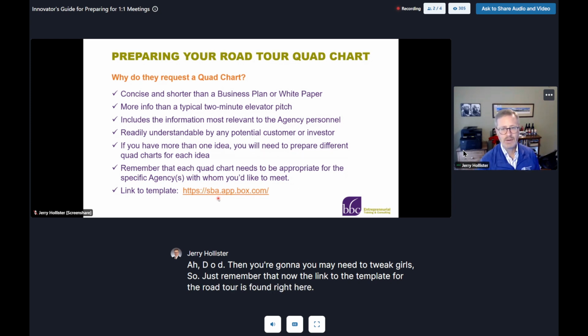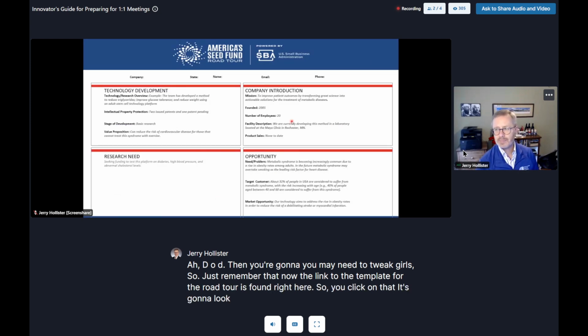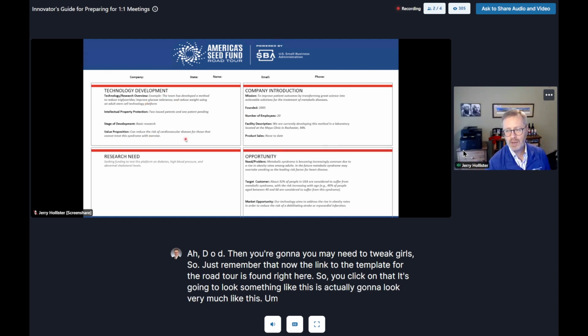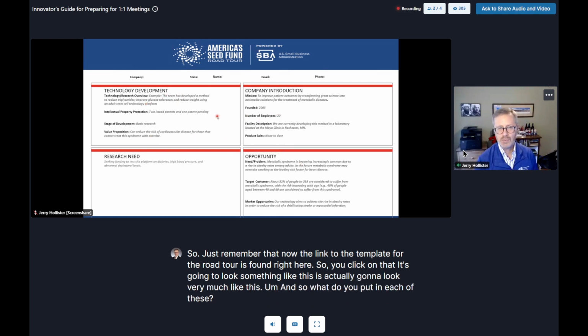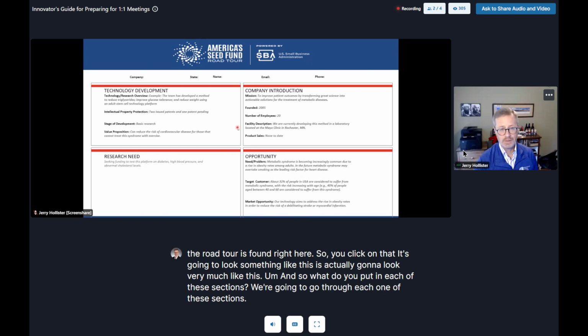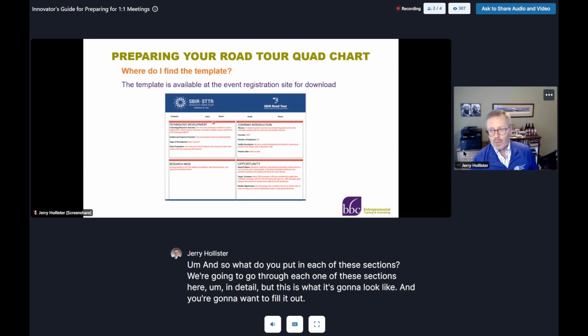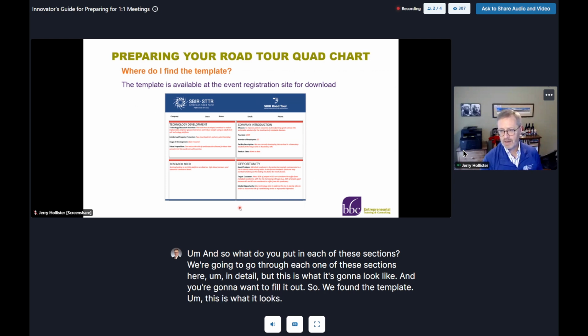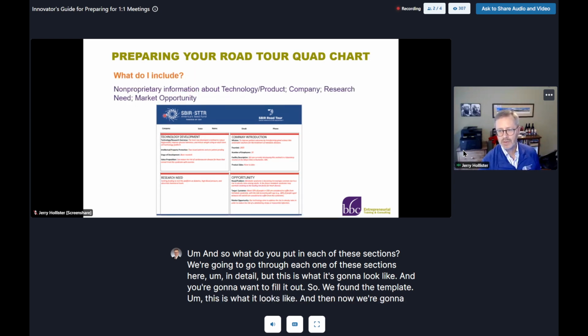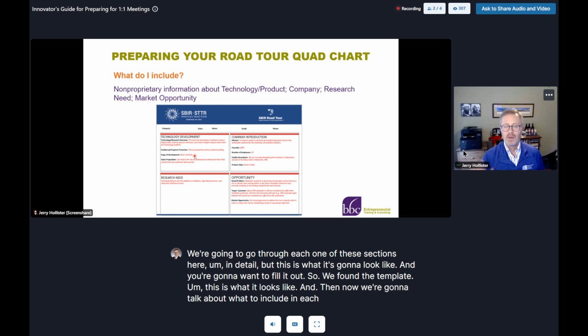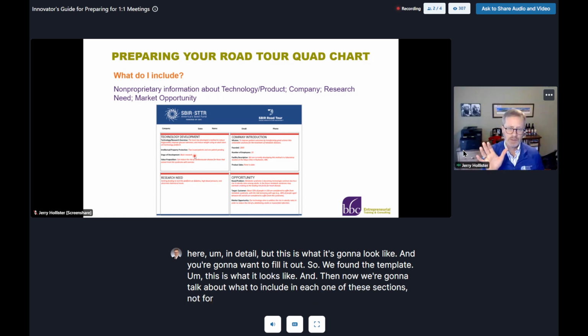Now, the link to the template for the road tour is found right here. So you click on that, and it's going to look something like this. It's actually going to look very much like this. And so what do you put in each of these sections? We're going to go through each one of these sections here in detail, but this is what it's going to look like, and you're going to want to fill it out. So we found the template. This is what it looks like. And then now we're going to talk about what to include in each one of these sections. Not proprietary information. Okay.